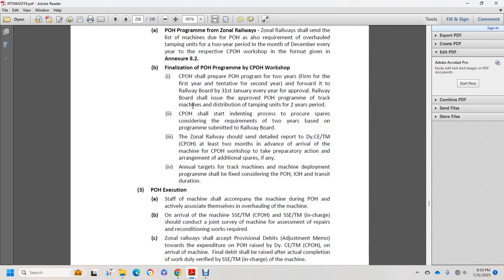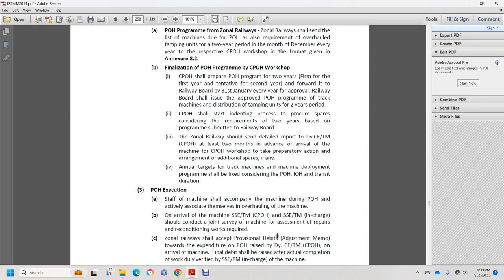Periodic overhaul execution: staff of the machine shall accompany the machine during the periodic overhaul activity. On arrival of the machine, the senior executive engineer, track machine central periodic overhaul in charge, shall conduct a joint survey and machine assessment of the repairs and reconditioning works required.